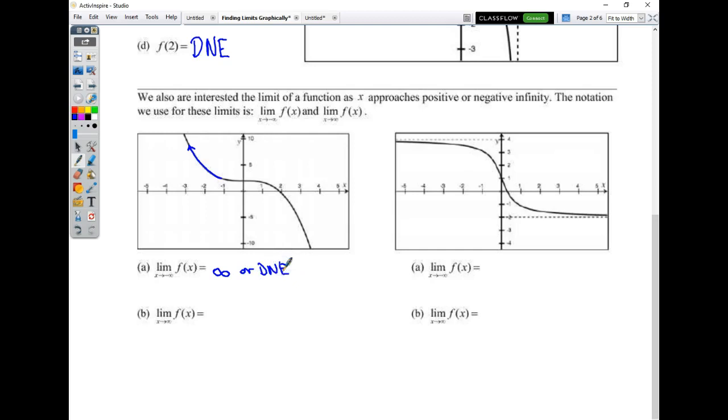X approaches positive infinity. See, that goes to negative infinity. What about the right side graph? We can see, I put the dots up there so you can see the asymptote. Makes life a little bit easier. Bottom of function, -2.